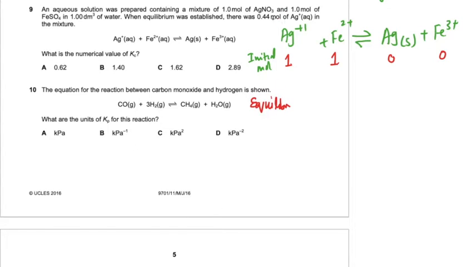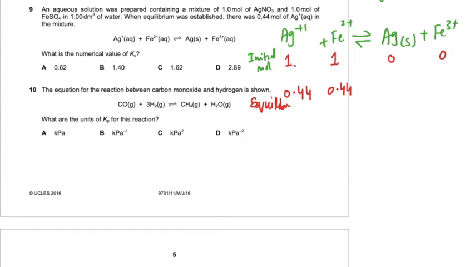how many moles of silver ion? 0.44. Okay, what is the molar ratio between the silver ion and iron 2 ion? 1:1. In the equation, 1 mole of silver ion and 1 mole of iron 2 ion. So if at equilibrium 0.44 mole of silver 1 is present, iron 2 also has 0.44 moles at equilibrium.